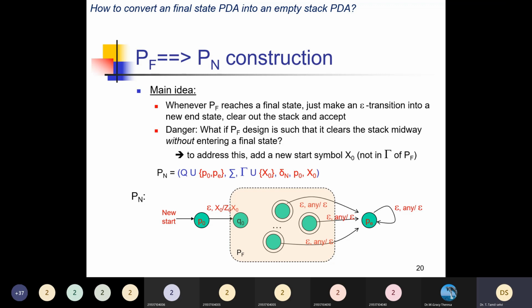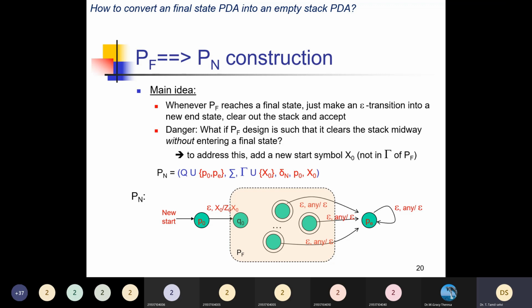Whenever we reach the final state, we have to pop out, that is, clear the stack and accept the given string. So here we have one drawback, that is, what if PF is designed such that it clears the stack midway without entering a final state? We have a question here, right?